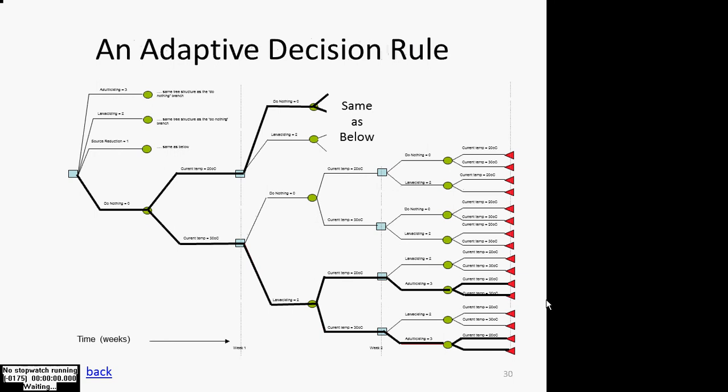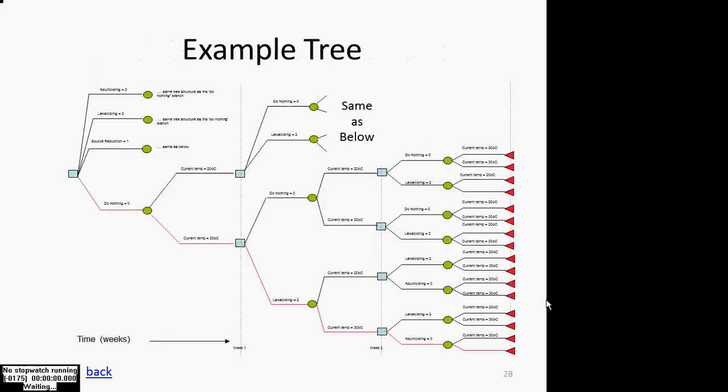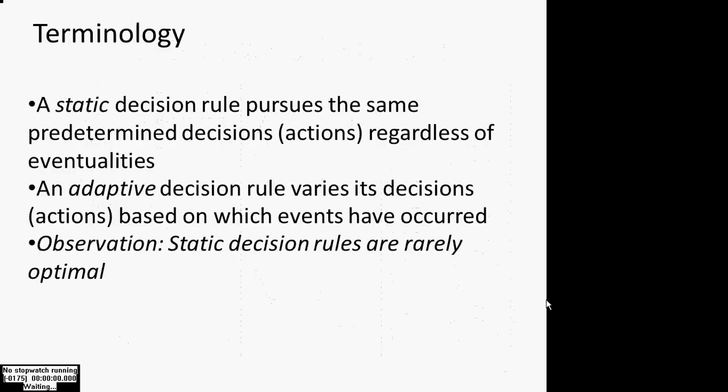And that's what we generally want. Why do we want it? Well, it turns out that these sort of static decision rules that pursue the same decisions over time, they're rarely optimal.